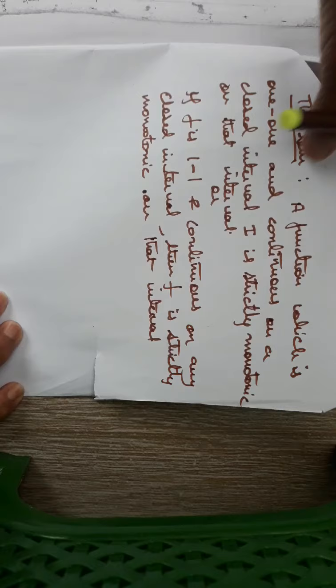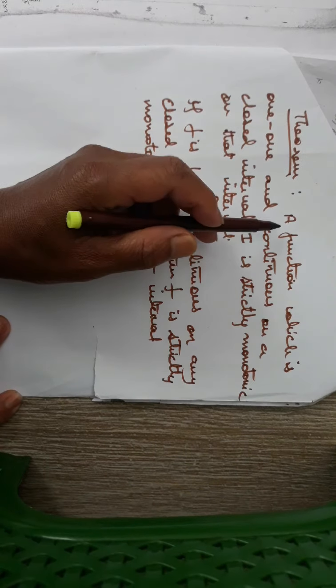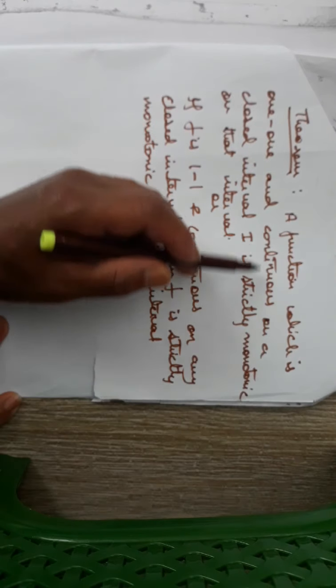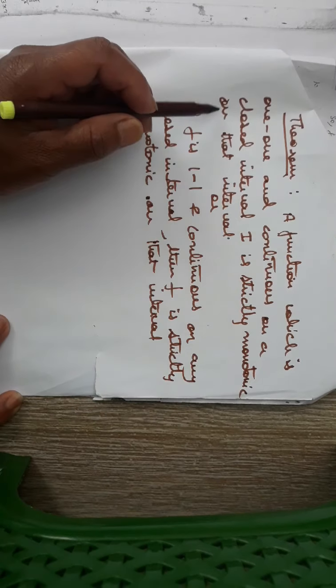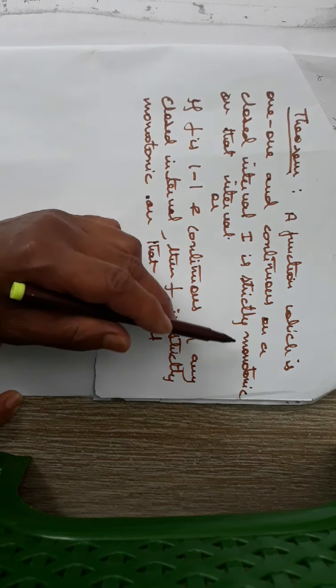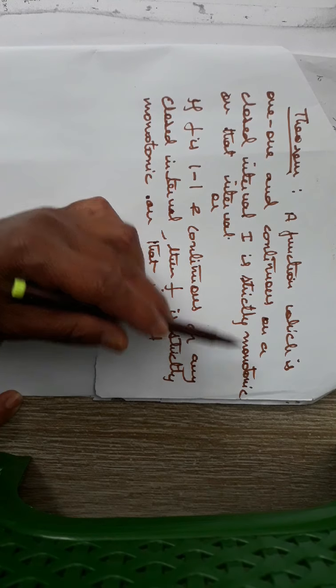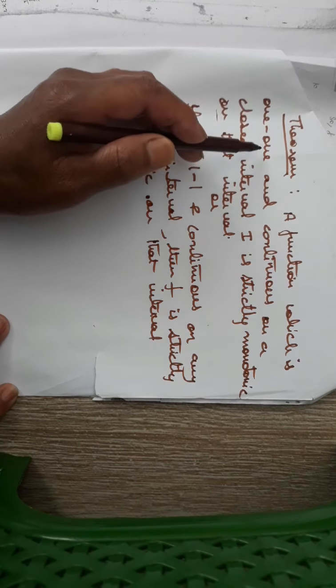So in the next video, I'm now going to discuss a theorem on monotonic functions. And what does it state? It states like this: a function which is 1-1 and continuous on a closed interval I is strictly monotonic. Strictly monotonic means either strictly increasing or strictly decreasing on that interval.